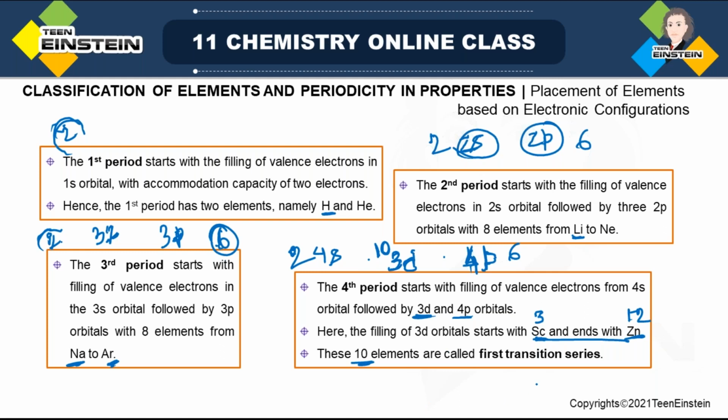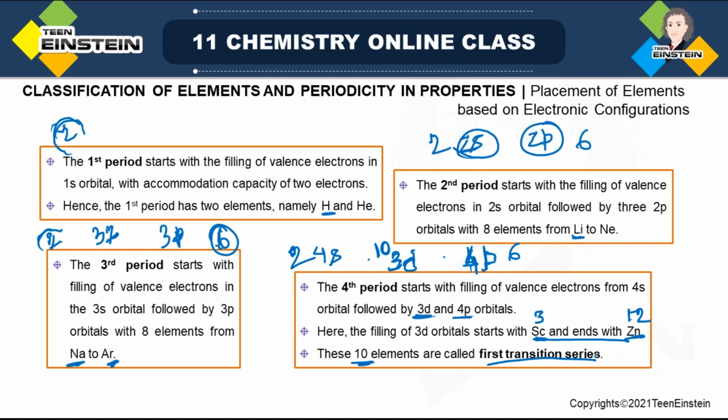Out of these 18, 10 elements are actually in the 3d orbital, and that is why it is called the first transition series. Why transition series? Because any D block is present between the S block and the P block. That is the reason these elements, the D block, are known as transition elements. As this is the first D orbital filling, that is 3d, the second transition series in the next period will be 4d, and the third transition series will involve 5d.